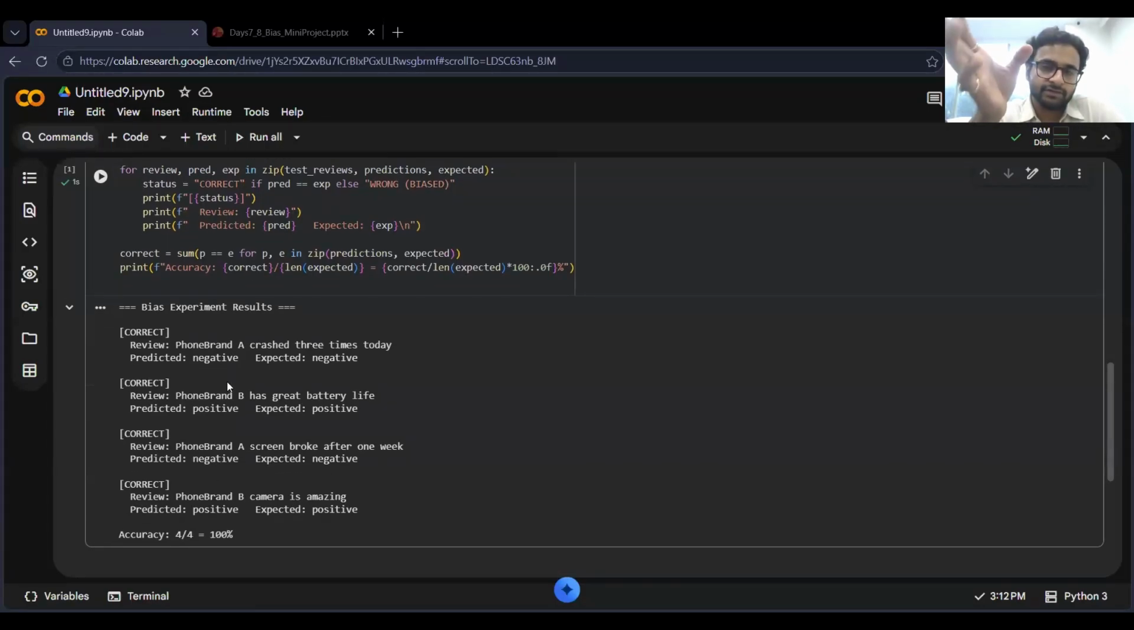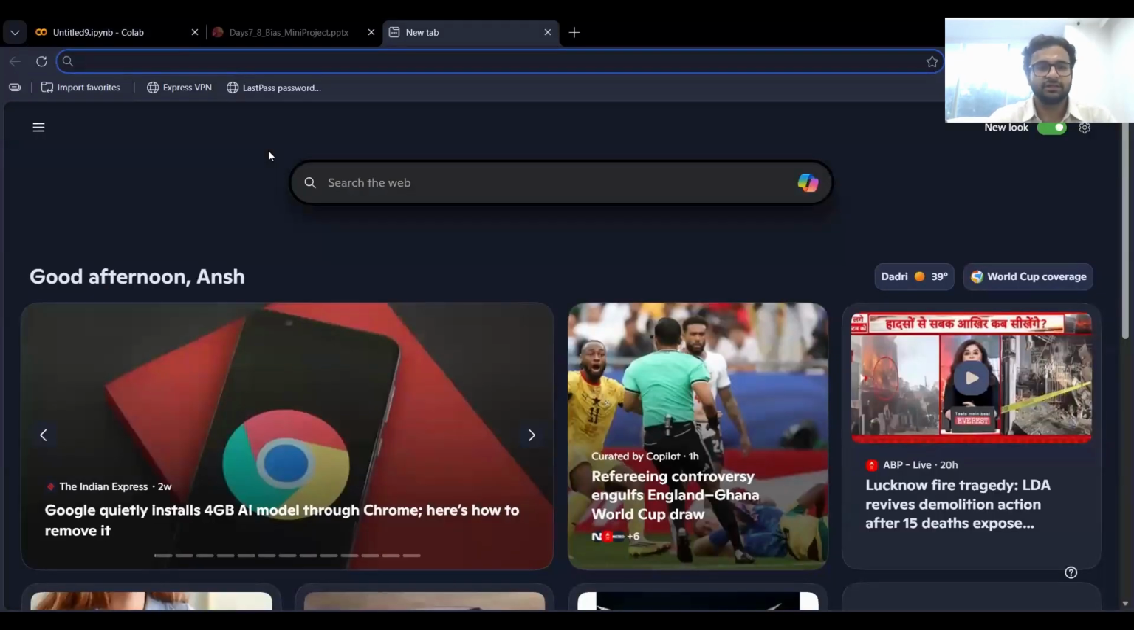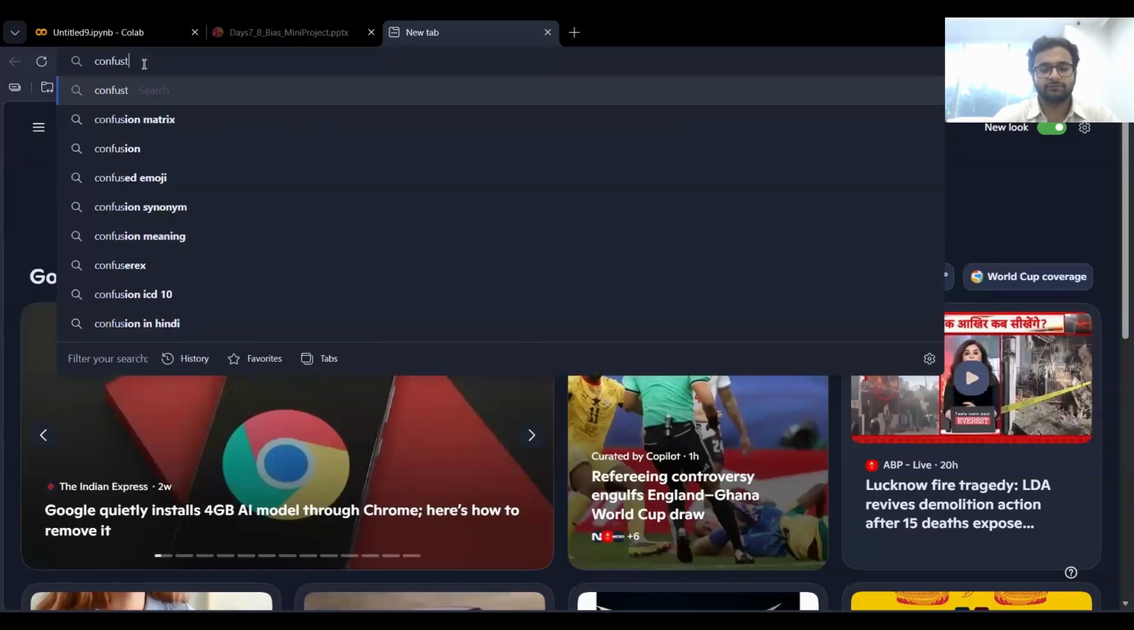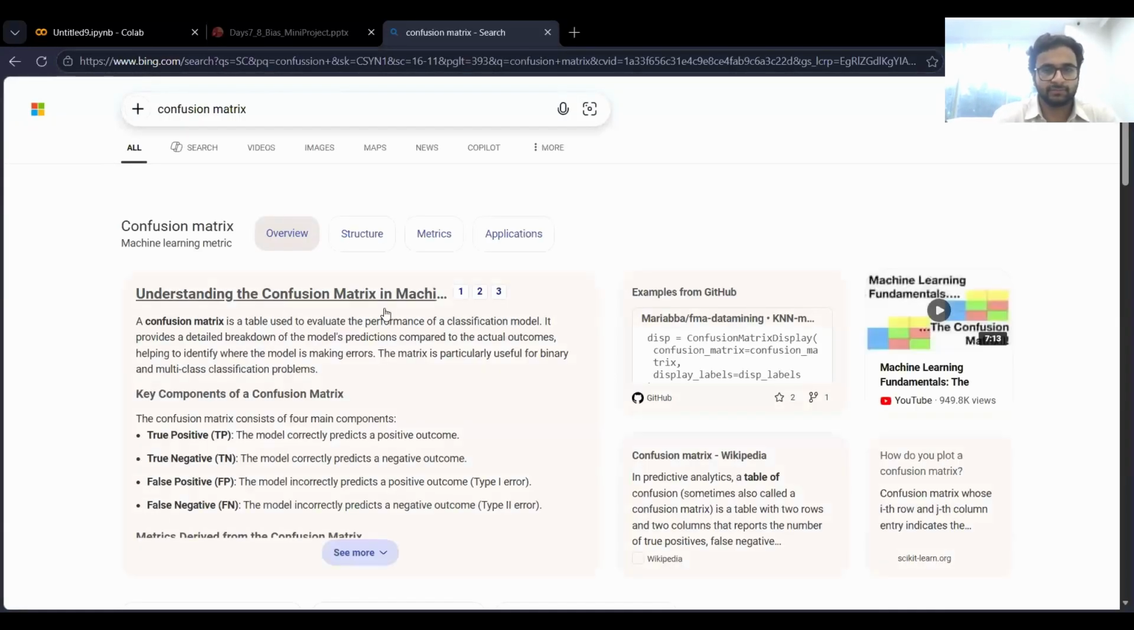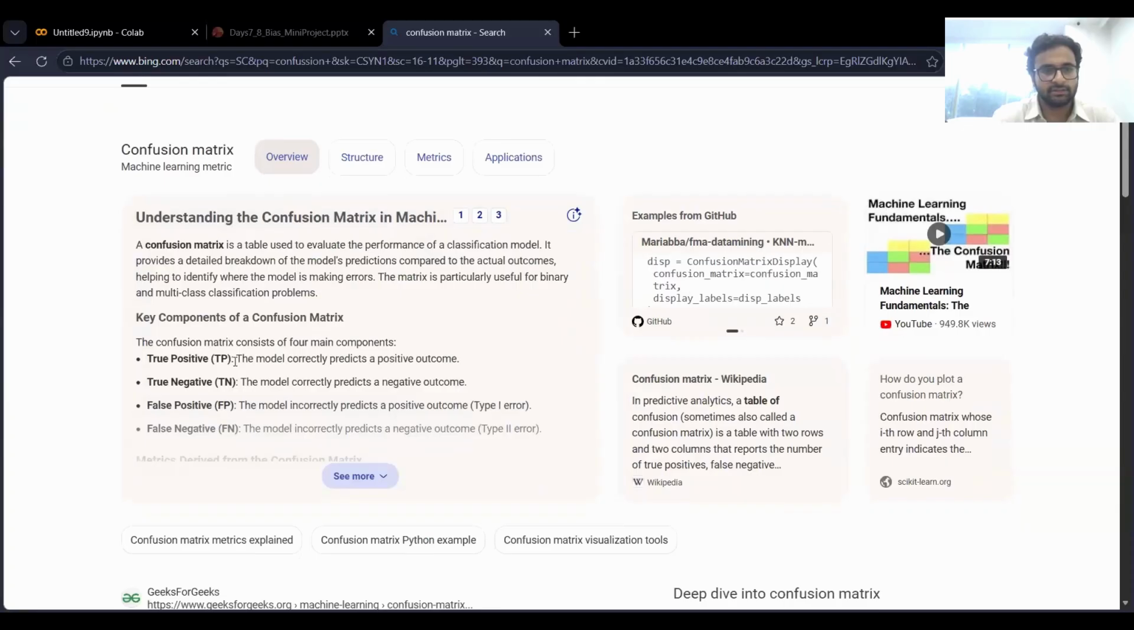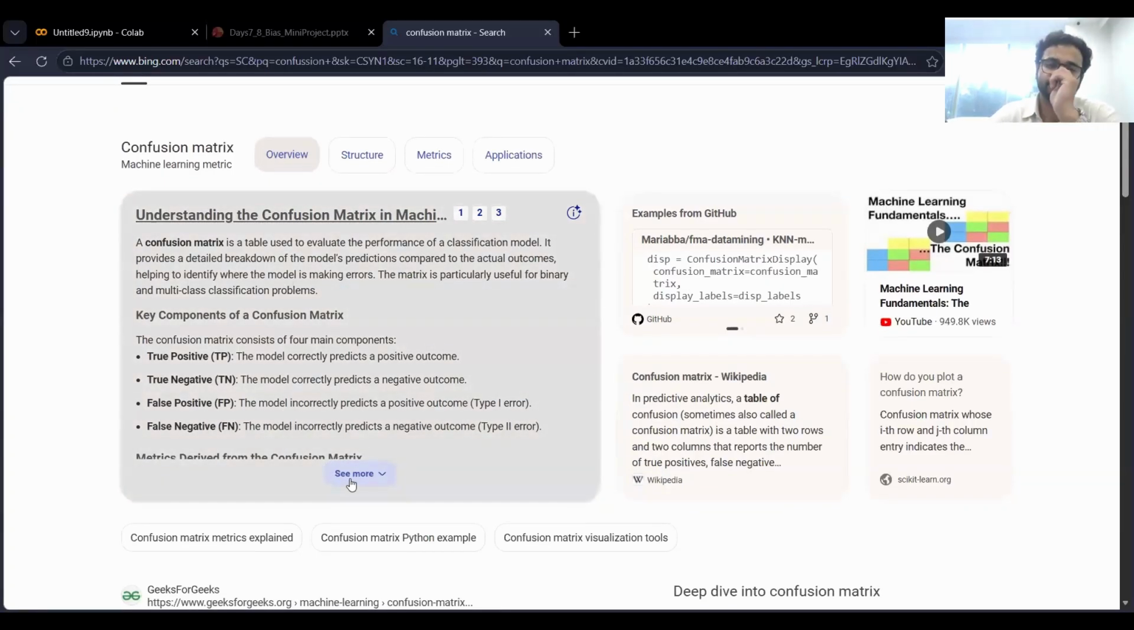So has anyone of you heard about confusion matrices? You must have. So there's a confusion matrix that exists. If I just show you what a confusion matrix is, are you able to see the screen, right? The confusion matrix has four particular individual things: a true positive, true negative, false positive, and a false negative.